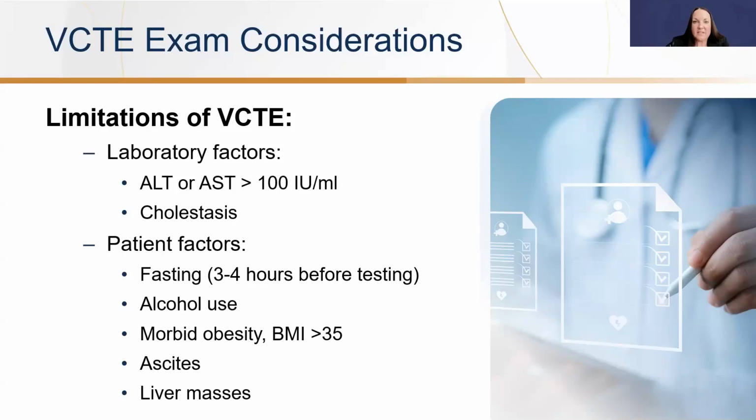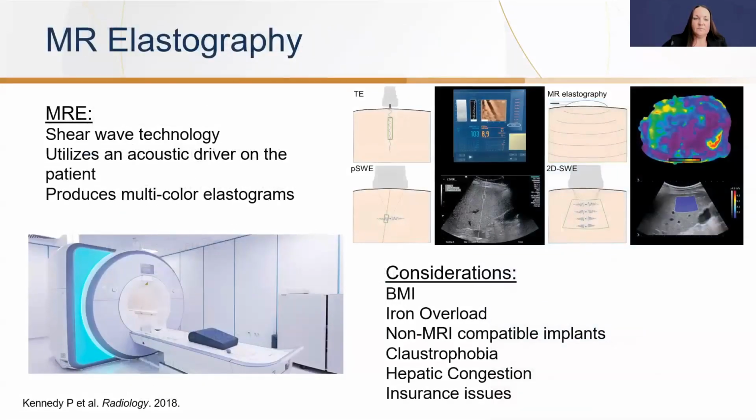Also, patients have to be fasting for this test. If they have morbid obesity with tremendous intra-abdominal fat, that may also predict false positive fibrosis scores. Again, ascites and liver masses can also hinder these results.